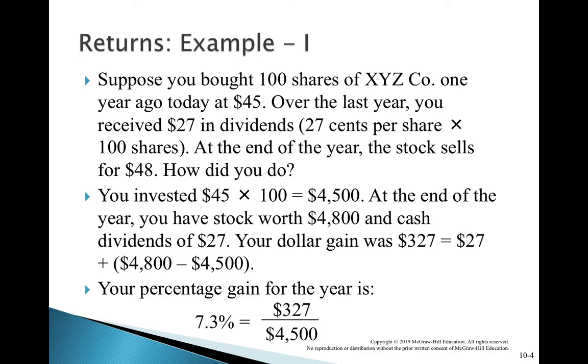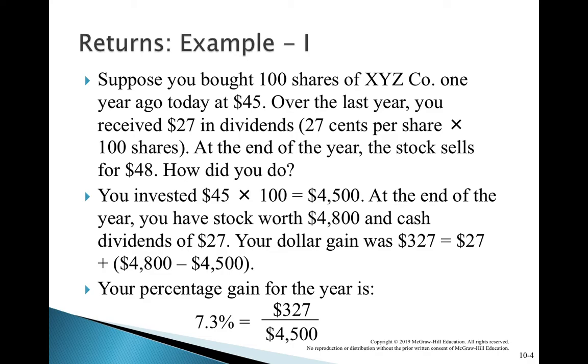Now percentage return: total gain divided by initial investment. 327 divided by 4500, 7.3%. This can be further divided: you can say 300 divided by 4500 is the capital gain. 300 divided by 4500 is 6.67%. Remember, 300 divided by 4500 is equal to the capital gain yield, 6.67%.